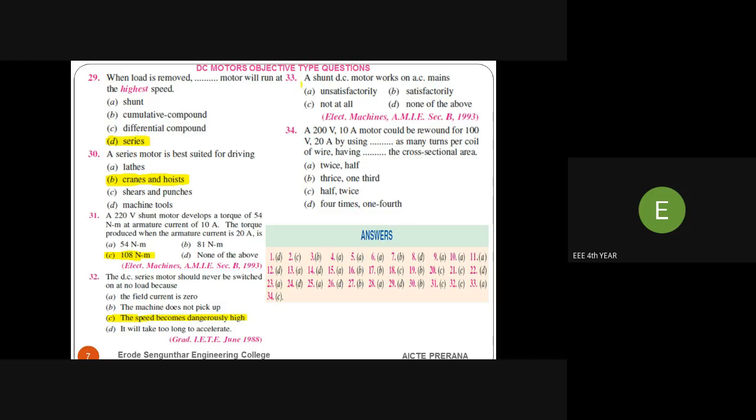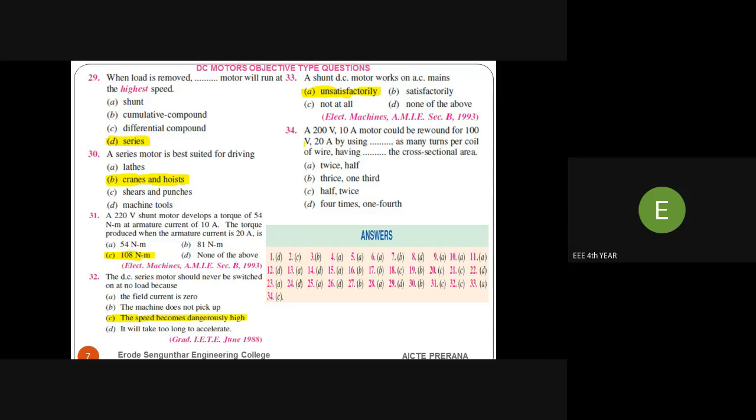Next, question number 33. A shunt DC motor works on AC, meaning alternating current: option A, satisfactorily; not at all; none of the above. It is unsatisfactory. A DC shunt motor can never be operated on an AC supply. The only option is that a DC series motor can be switched on for AC also. So that is called an AC series motor.